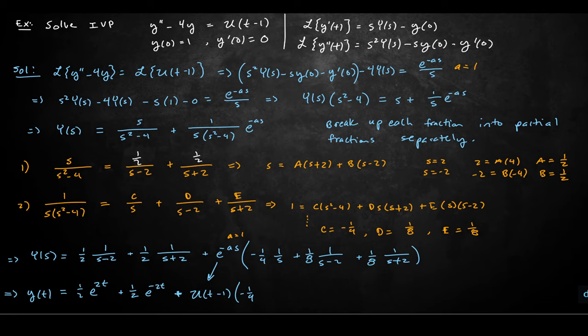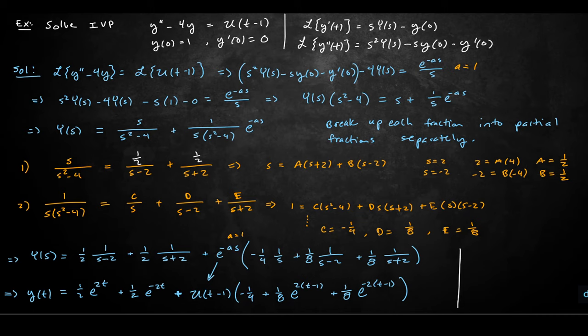But the next one, 1/8, normally this would go back to e to the 2t, but I have to go back to e to the 2t minus 1. Normally it would go back to e to the 2t, but because I'm using the second translation theorem, part A, it goes back to e to the 2(t minus 1), plus 1/8 e to the negative 2(t minus 1). So just write out the second form of the translation theorem that we were using.